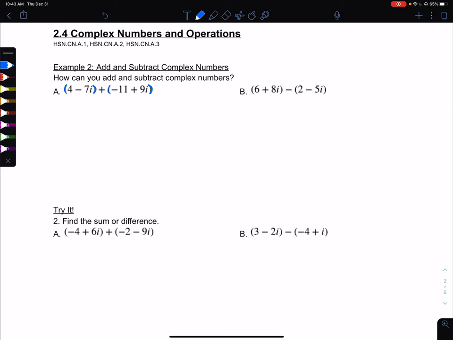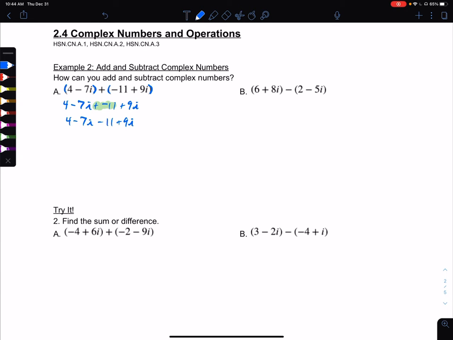With addition, those parentheses really are not going to matter, but you'll see when we get to the subtraction problem, they do. So with the addition problem, the grouping symbols really won't make a difference. So I'm going to rewrite this without the grouping symbols. And note here, this positive negative 11 is going to wind up changing. All right, so I'm going to rewrite this again as minus 11 instead of plus negative 11.